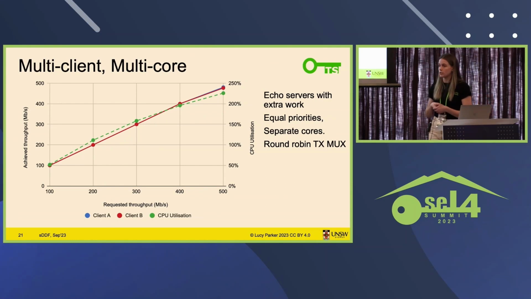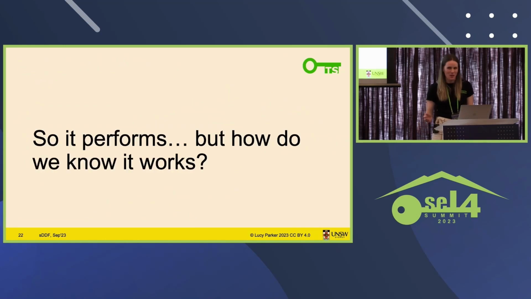We require in the multi-core system an explicit policy in the transmit multiplexer. So for this, I just had a simple round robin policy to ensure fairness between the client applications. Now, I'd like to try and preempt a possible question and address the fact that, like Gage said earlier, I'm human and we're pretty good at writing bugs. So it performs, but how do we know it works?